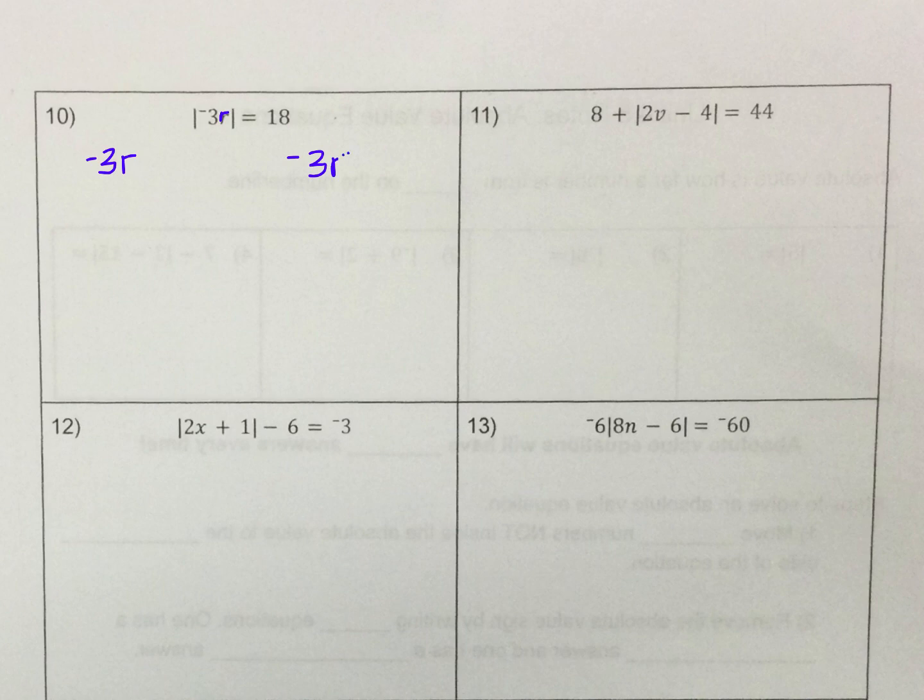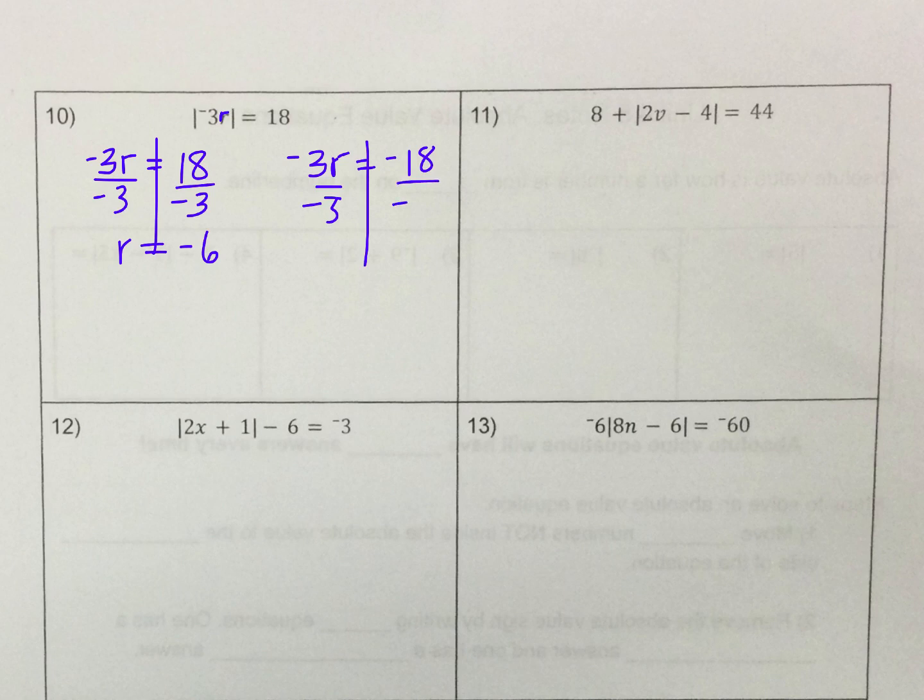Now, he can make good choices and be a positive 18, or he can make bad choices and be a negative 18. Now we need to solve both equations. R is equal to negative 6. I'm going to do the same thing, divide by negative 3 on both sides here. I get R is equal to positive 6. So negative 6, 6 inside of squiggles.